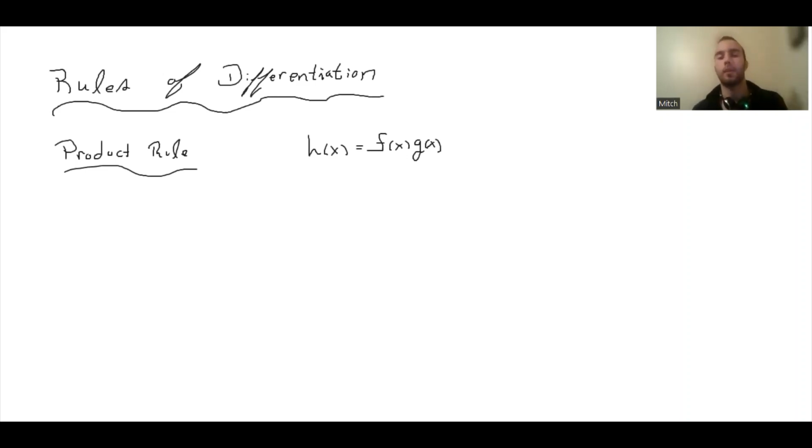And so what the product rule says when we take this derivative is that you take the derivative of the first one and you multiply it by the second one. And then you add the first one untouched multiplied by the derivative of the second one. And that's it. And so let's look through an example of that.